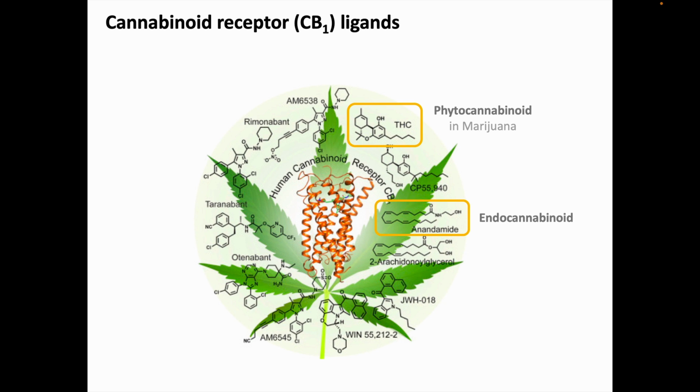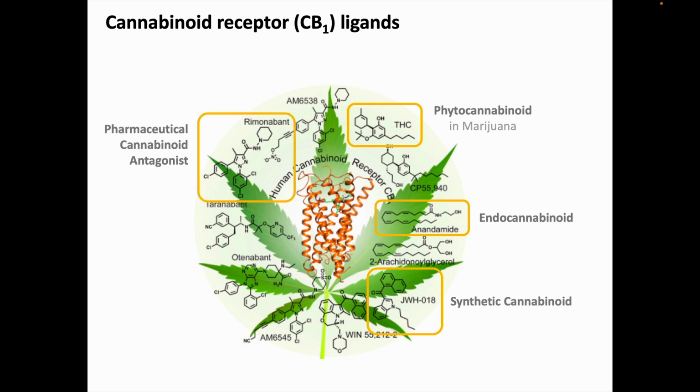Marijuana is an exogenous source of cannabinoids, but if it acts on a receptor in our bodies, there ought to be an endogenous substance that binds to that receptor. Anandamide here is an example of an endocannabinoid. There are also a number of synthetic non-plant-derived compounds that are cannabinoid receptor agonists, and there are even some pharmaceutical agents developed that are CB1 receptor antagonists, such as rimonabant.